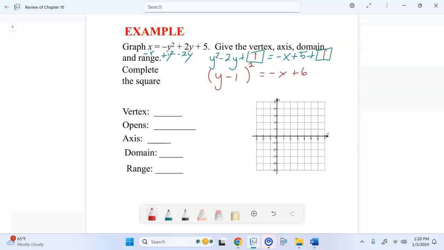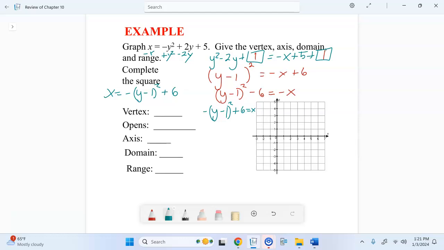Now we need to get x by itself instead of y by itself. We have a horizontal parabola, so this is going to take 2 steps. Negative (y minus 1) squared minus 6 equals negative x. How do I do that? So that's going to switch all our signs. We'll get negative (y minus 1) squared plus 6 equals x. So now we've got it in vertex form.